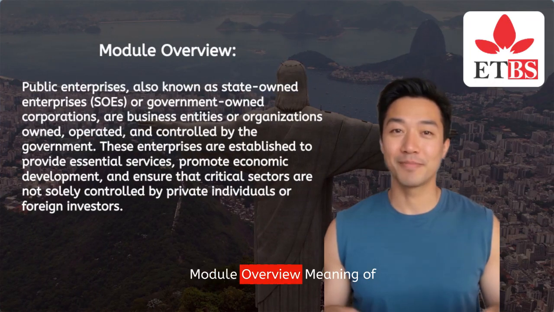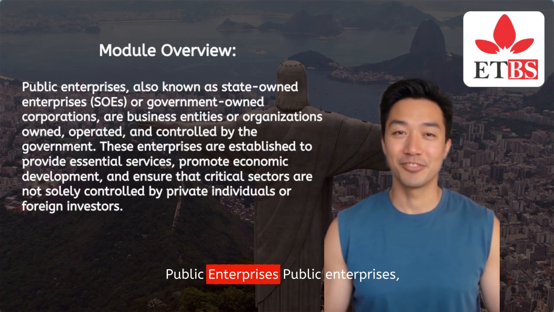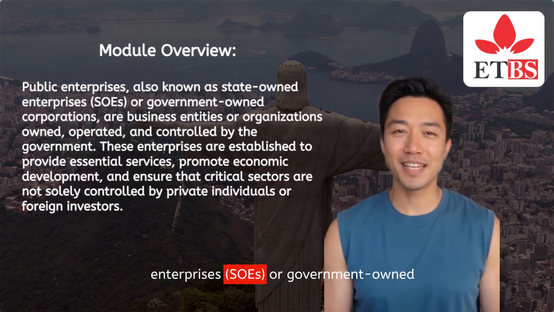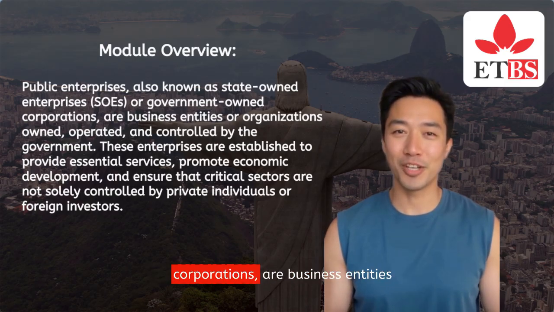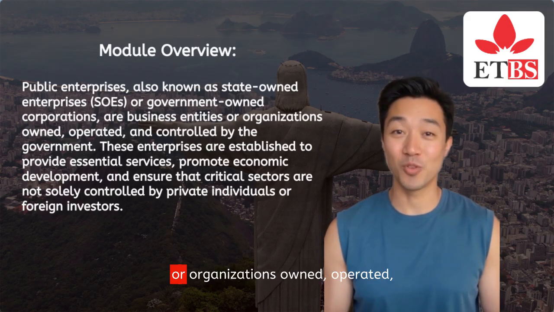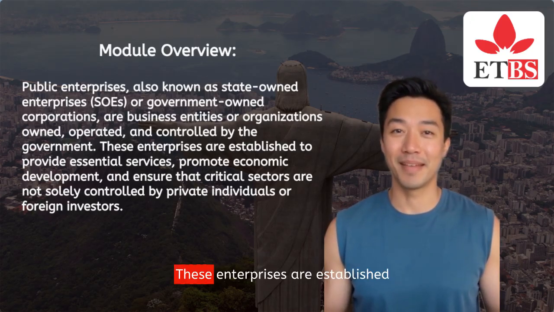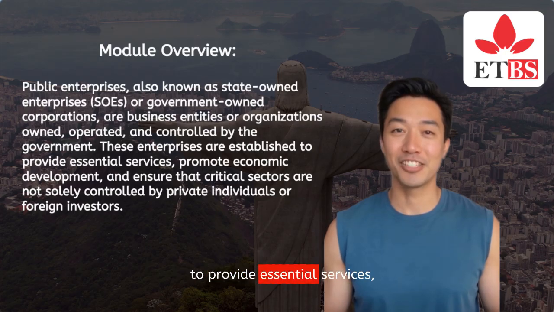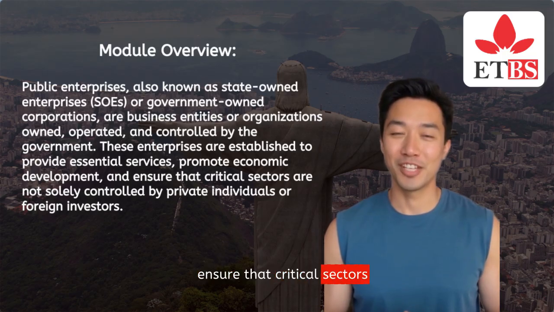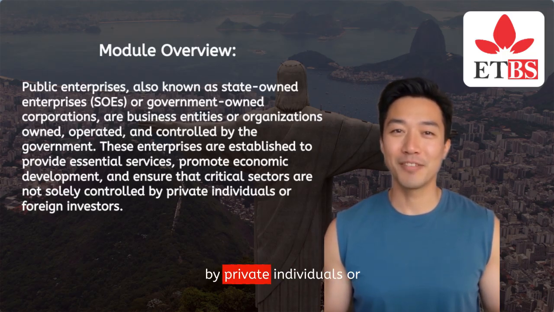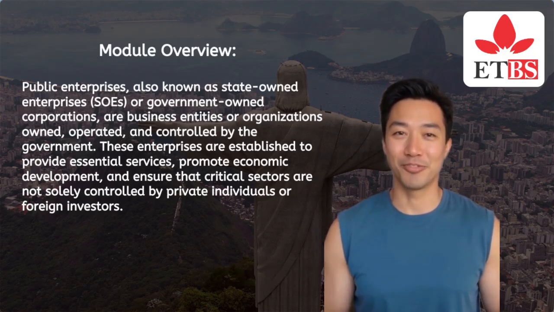Module Overview. Meaning of public enterprises. Public enterprises, also known as state-owned enterprises, SOEs, or government-owned corporations, are business entities or organizations owned, operated, and controlled by the government. These enterprises are established to provide essential services, promote economic development, and ensure that critical sectors are not solely controlled by private individuals or foreign investors.